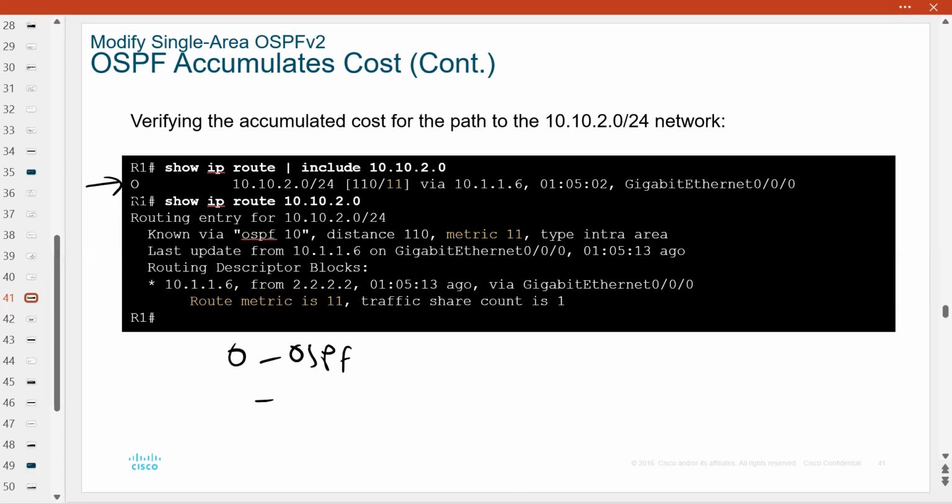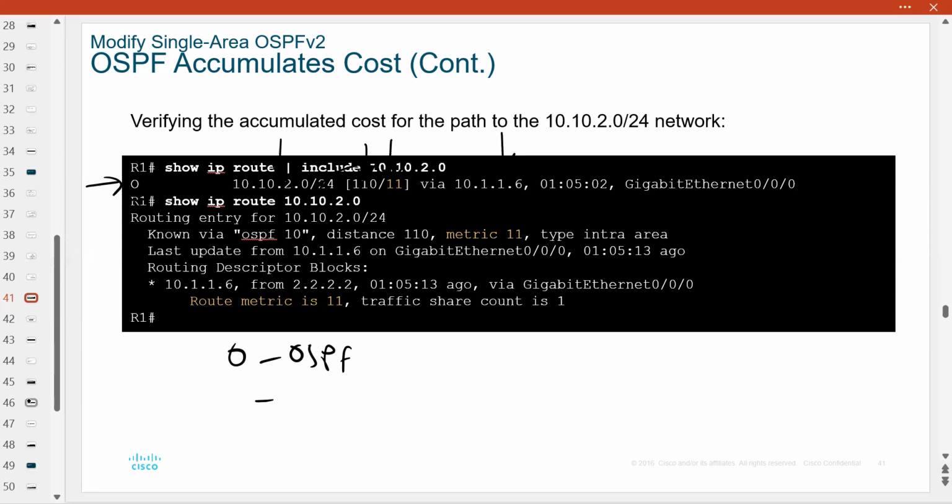We talked of this value here being the network being advertised. We have 110. What is that? 110. We also have the cost metric, which is 11. 110 is the administrative distance. Via is the exit interface or the next hop IP address. Needs to be remembered. Right.